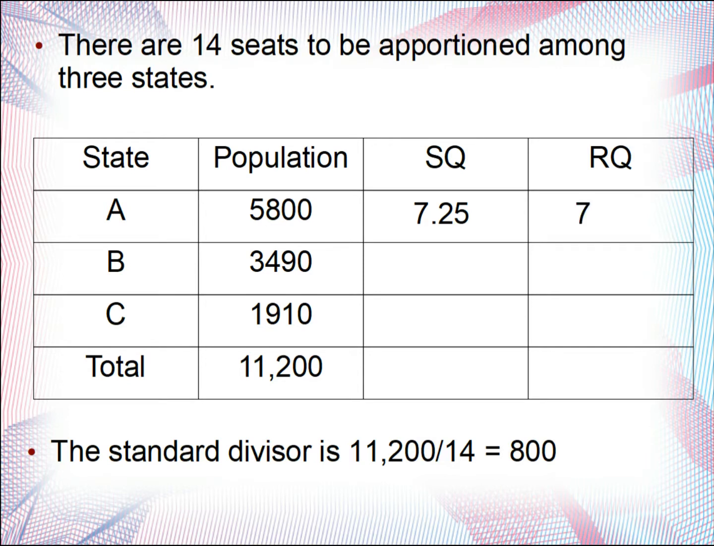7. So on to state B, 3,490 divided by 800 gives me 4.36. And if I take 4.36 and round it to the nearest whole number, I get 4. And then for state C, 1910 divided by 800 is 2.38. And 2.38 rounded to the nearest whole number is 2. So just like always, the standard quota adds to 14. And the rounded quota is going to add to 13.